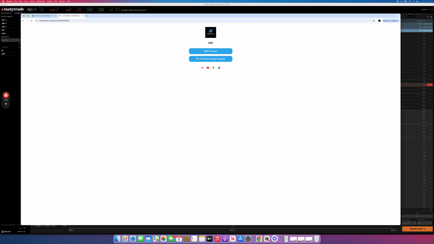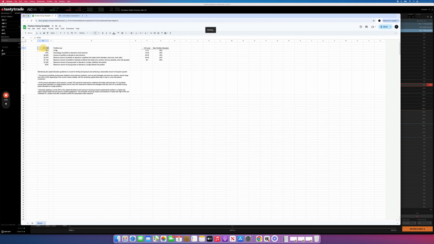So we've created a free position sizing template that's available for everyone to use. The link is in the description. Just click this button and it will take you over to this spreadsheet. And the way it works is you enter in the size of your portfolio. So say if you have a $25,000 account, and then you can enter in the VIX level below. Say if it's 12.5. And then everything will then be automatically calculated for you. All you need to do is just use this information to form the backbone of your portfolio, and you'll be absolutely fine over the long run.